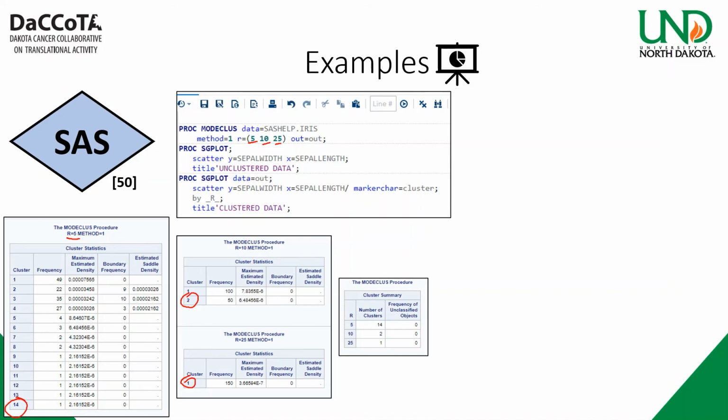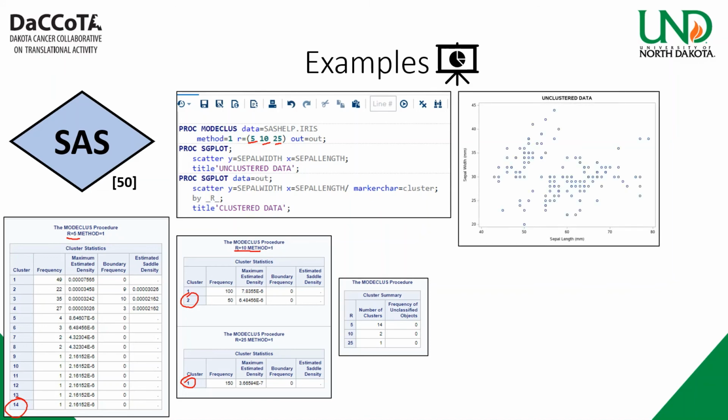None of these were great, because if you know anything about the iris dataset, we know there's actually 3 different species. It would be nice if we found 3 clusters. But the radius of 10 seems to be the best here. So here's the unclustered data. We're going by length and width because that's what we put here on the scatter plot. Obviously, this has other data than just the x and the y, but we'll just put that here for now.